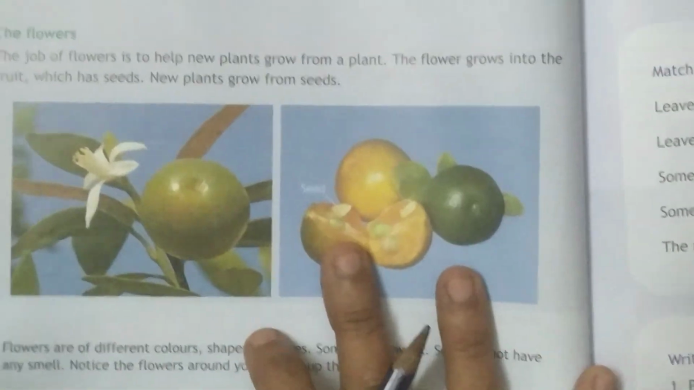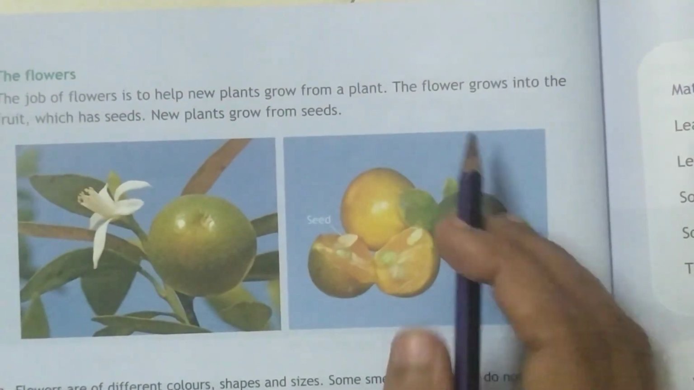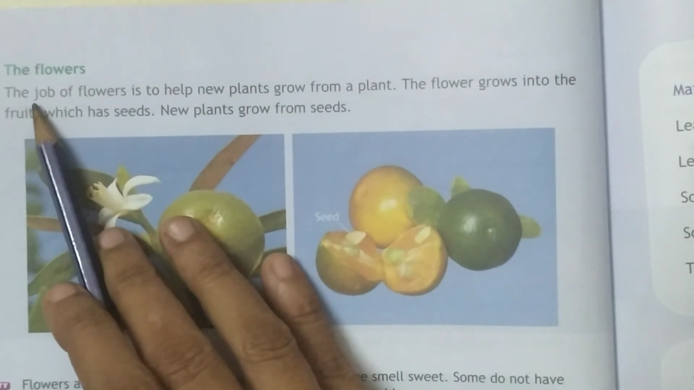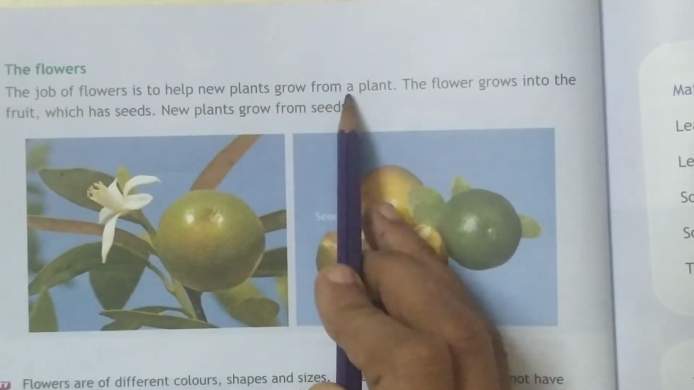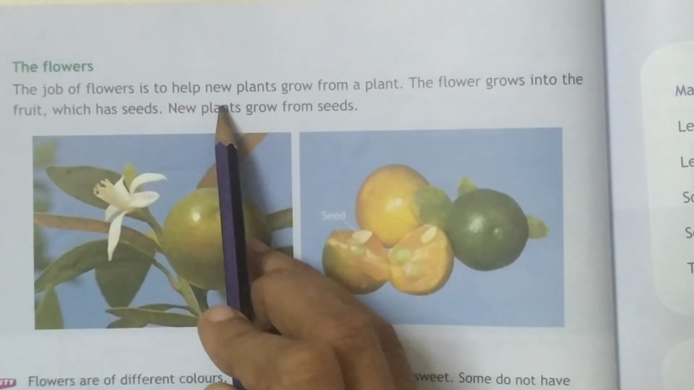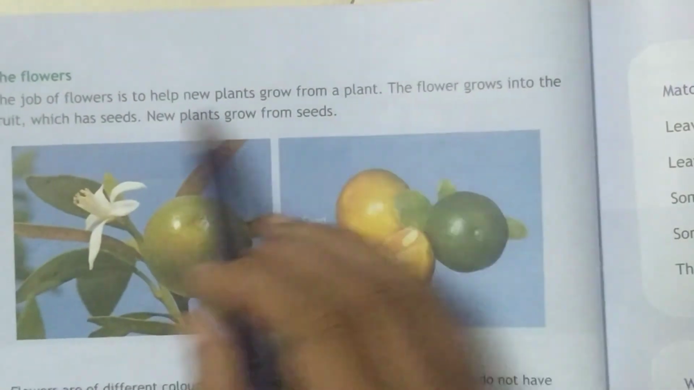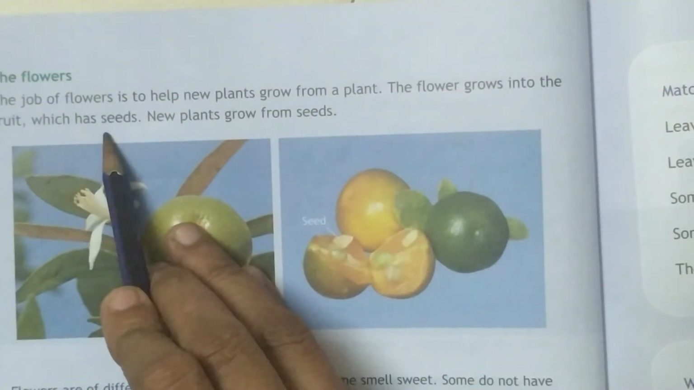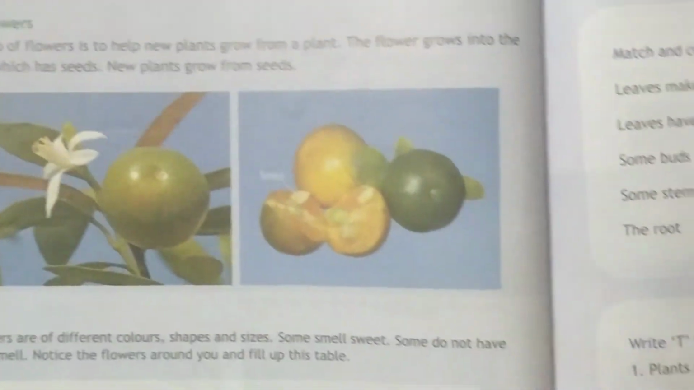Next, we are going to learn about flowers. Flowers are the main reproductive part of a plant. What is the job of the flower? The job of a flower is to help new plants grow from a plant. The flower grows into a fruit which has seeds, and new plants grow from the seeds.